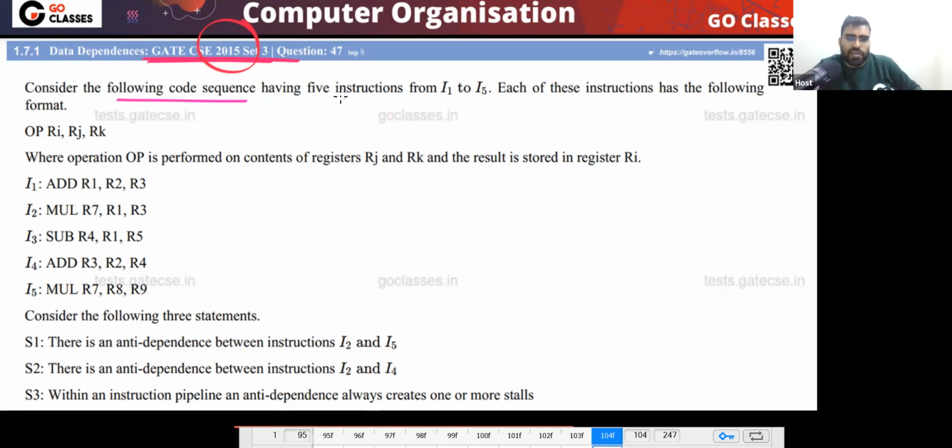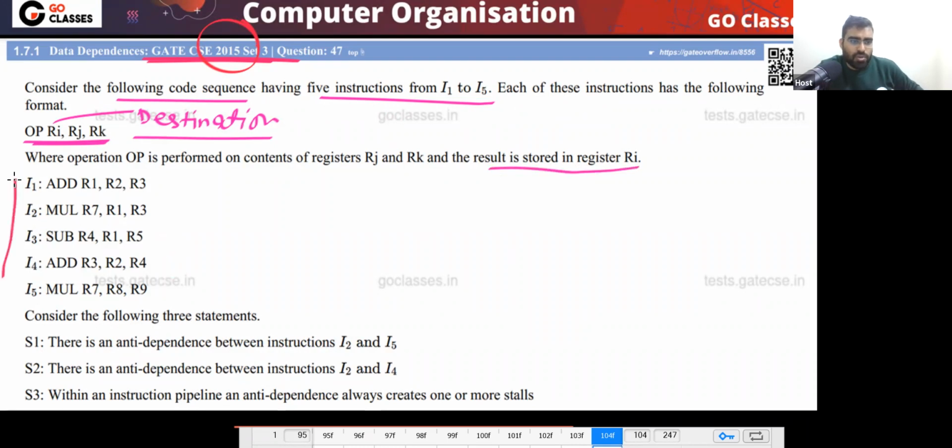Consider the following code sequence having 5 instructions, I1 to I5. Each of these instructions has this format, where this is the destination register. Now, these are the instructions that are given to you. The question is asking which of the following statements is true. Anti-dependency means what? That is WAR dependency.